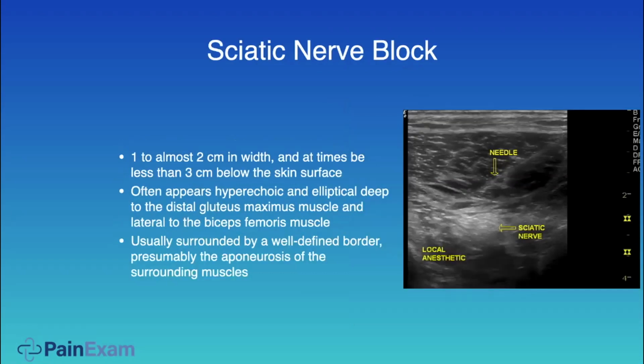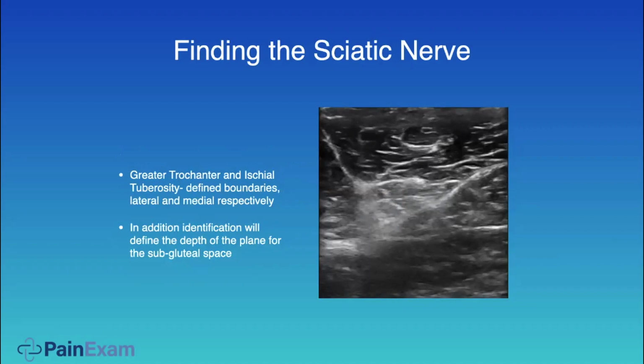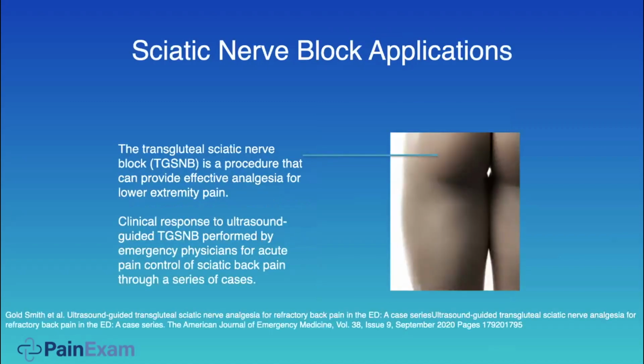Okay, so the nerve is about 2 centimeters in width. At times it can be less than 3 centimeters below the surface of the skin. It's often hyperechoic, elliptical in shape, and surrounded with a well-defined border or aponeurosis right here. Another image of the sciatic nerve. This is in the subgluteal space, which would be right over here.